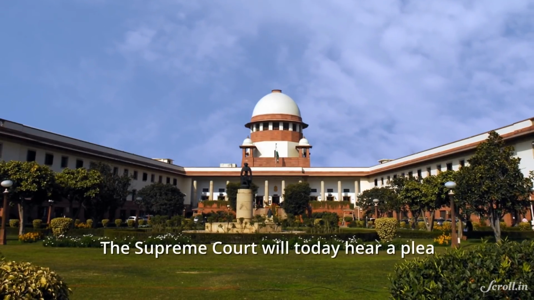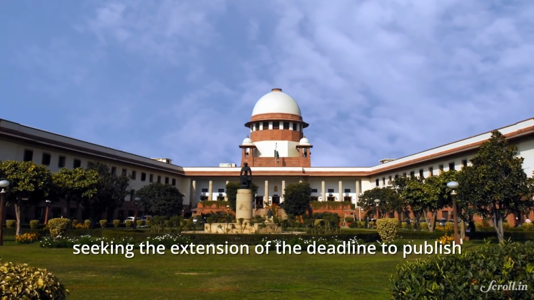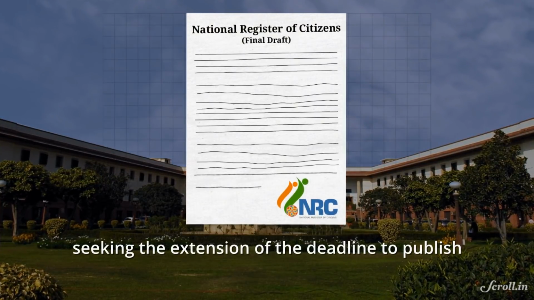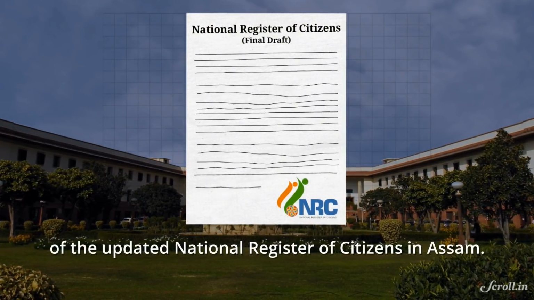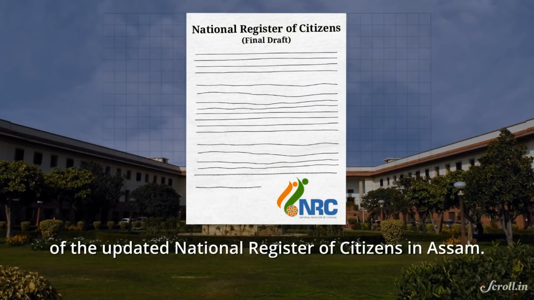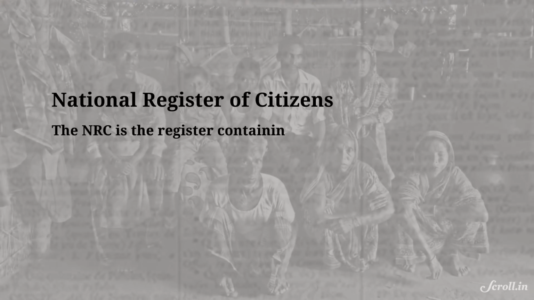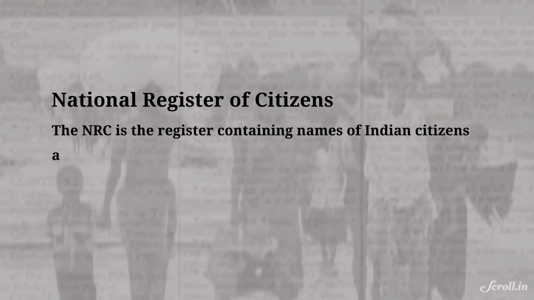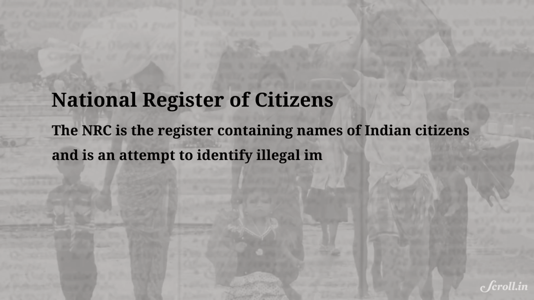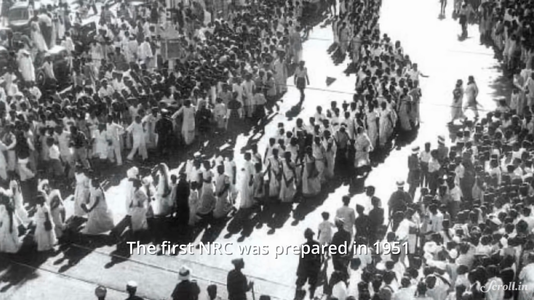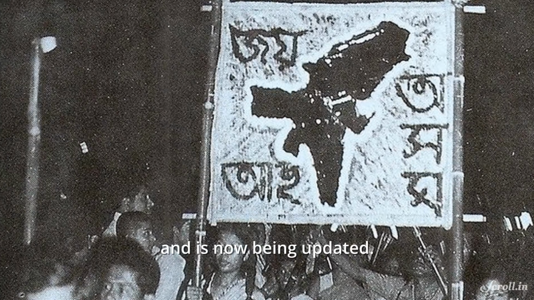The Supreme Court will today hear a plea seeking the extension of the deadline to publish the final draft of the updated National Register of Citizens in Assam. What is the NRC? The NRC is the register containing names of Indian citizens and is an attempt to identify illegal immigrants in Assam. The first NRC was prepared in 1951 and is now being updated.